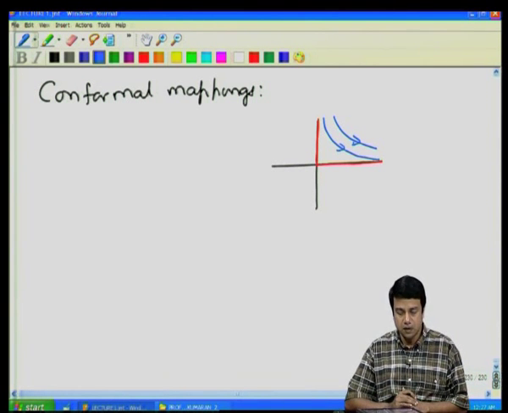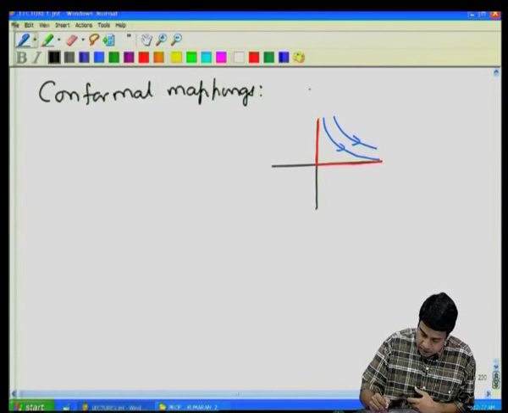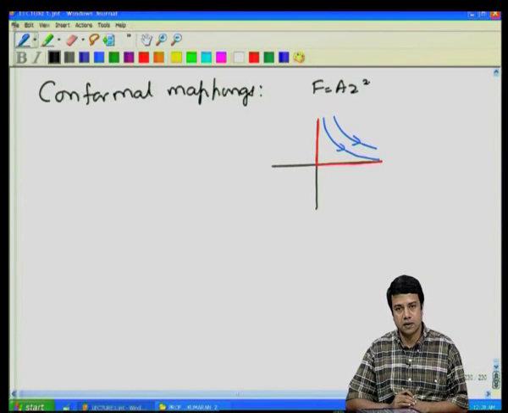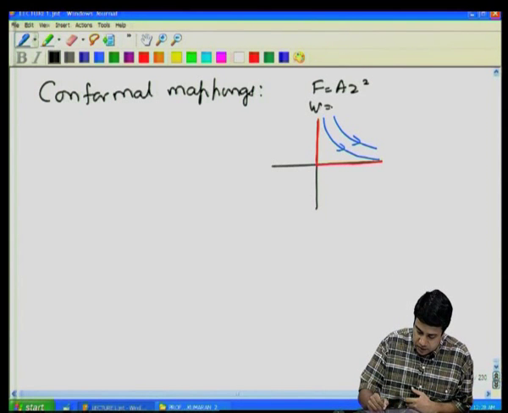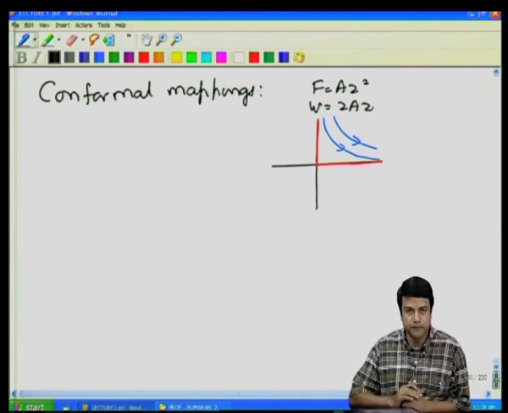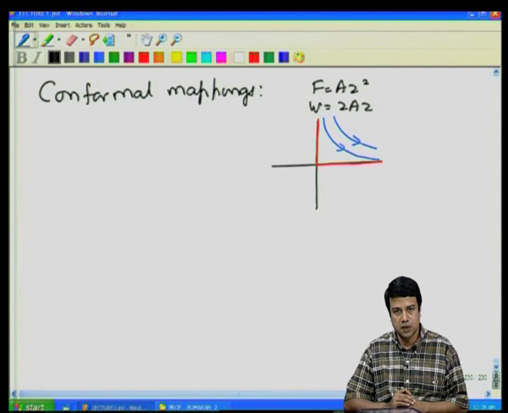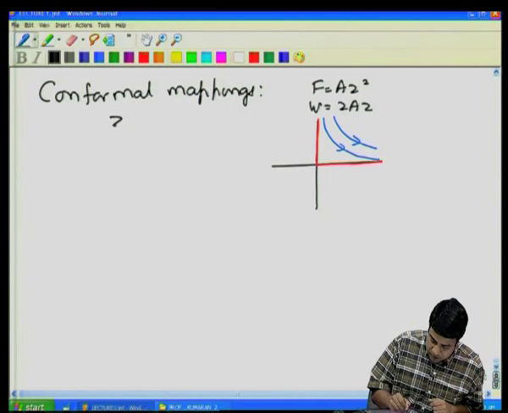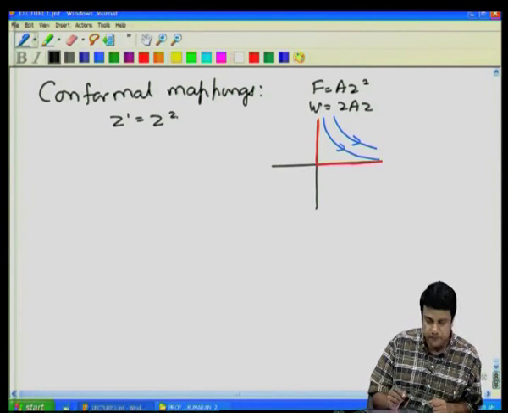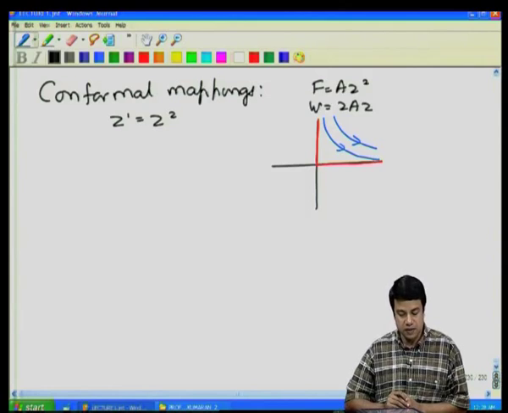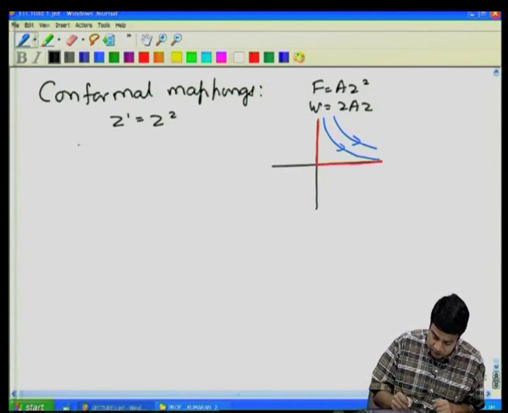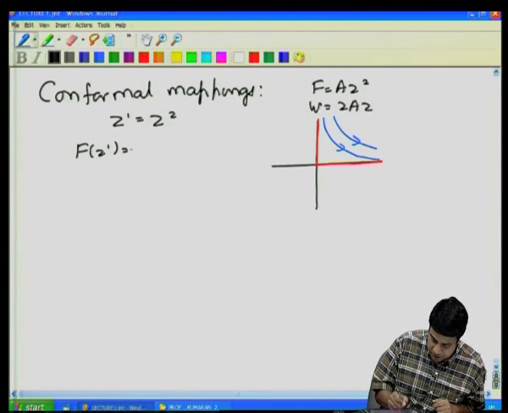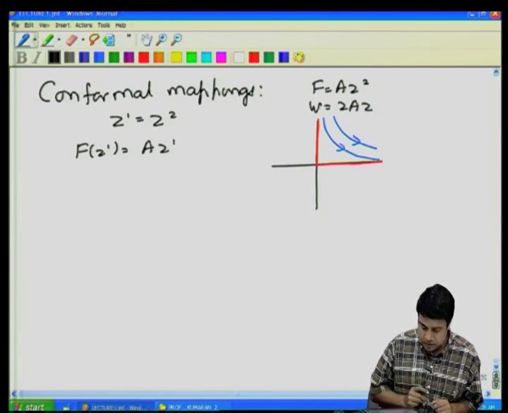The complex potential is given by F is equal to A z squared, and W, the complex velocity, is equal to 2 A times z. If I were to define a new complex variable, z prime is equal to z squared. Since f of z is equal to a z squared, that means that f of z prime is equal to a times z prime.